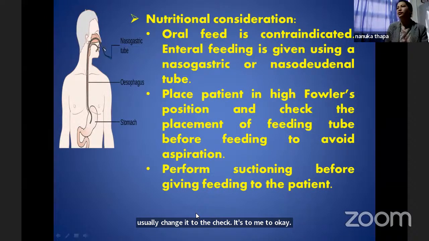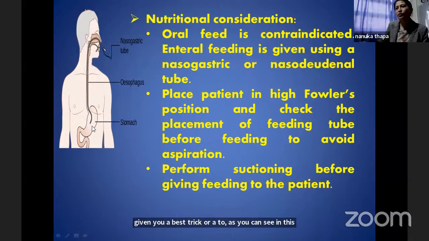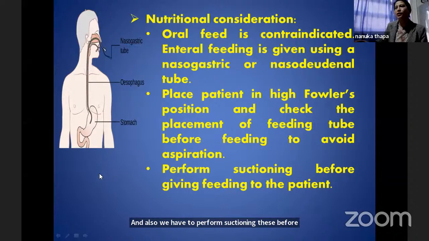So next, nutritional consideration. Oral feed is contraindicated. Enteral feeding is given using a nasogastric or a nasoduodenal tube, as you can see in this picture. The nasogastric tube is inserted into the stomach. Place the patient in high Fowler's position and check the placement of the feeding tube before feeding to avoid any aspiration. And also we have to perform suctioning before giving the feed to the patient. So this is how you give feeding to an ET intubated patient. We cannot give oral feed. It's completely contraindicated for such kinds of patients.